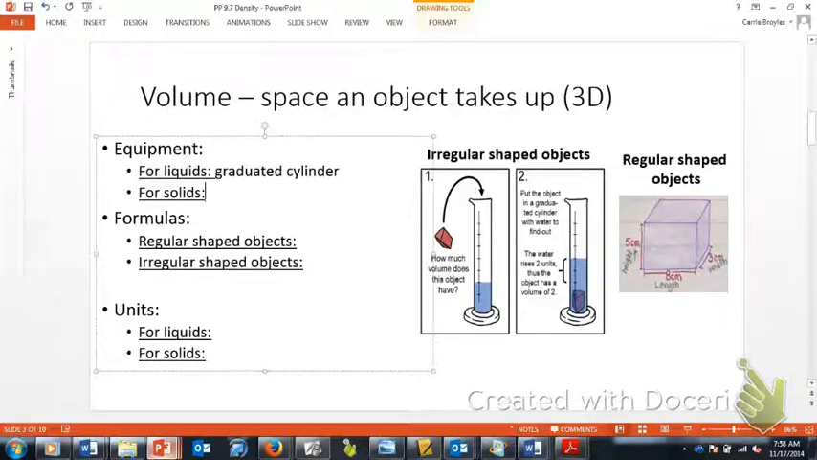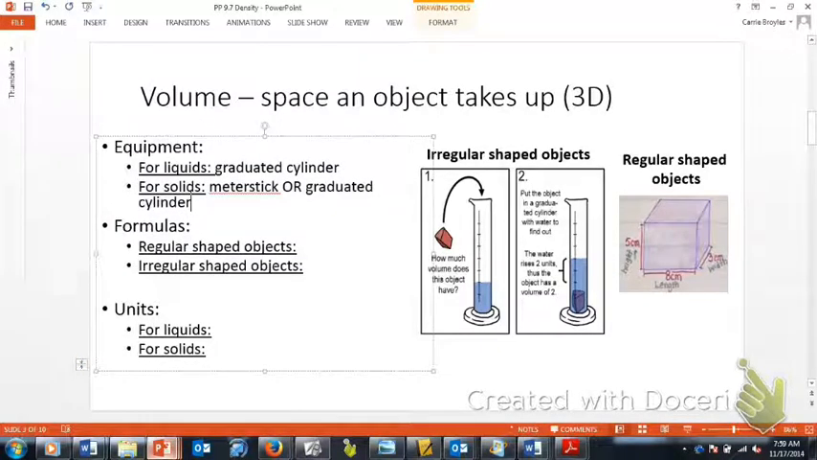When we talk about solids, we are going to use a meter stick, or, here's the key word, or a graduated cylinder. And that completely depends on whether it's easy to measure that object or not with the meter stick. So if it's not easy to measure it with a meter stick, we're going to use the graduated cylinder and look at how much water was actually displaced. So formulas here, it's going to vary, but for a regular shaped object, it will be length times width times height. Okay? And for the irregular objects, we're going to use what we call the water displacement method.